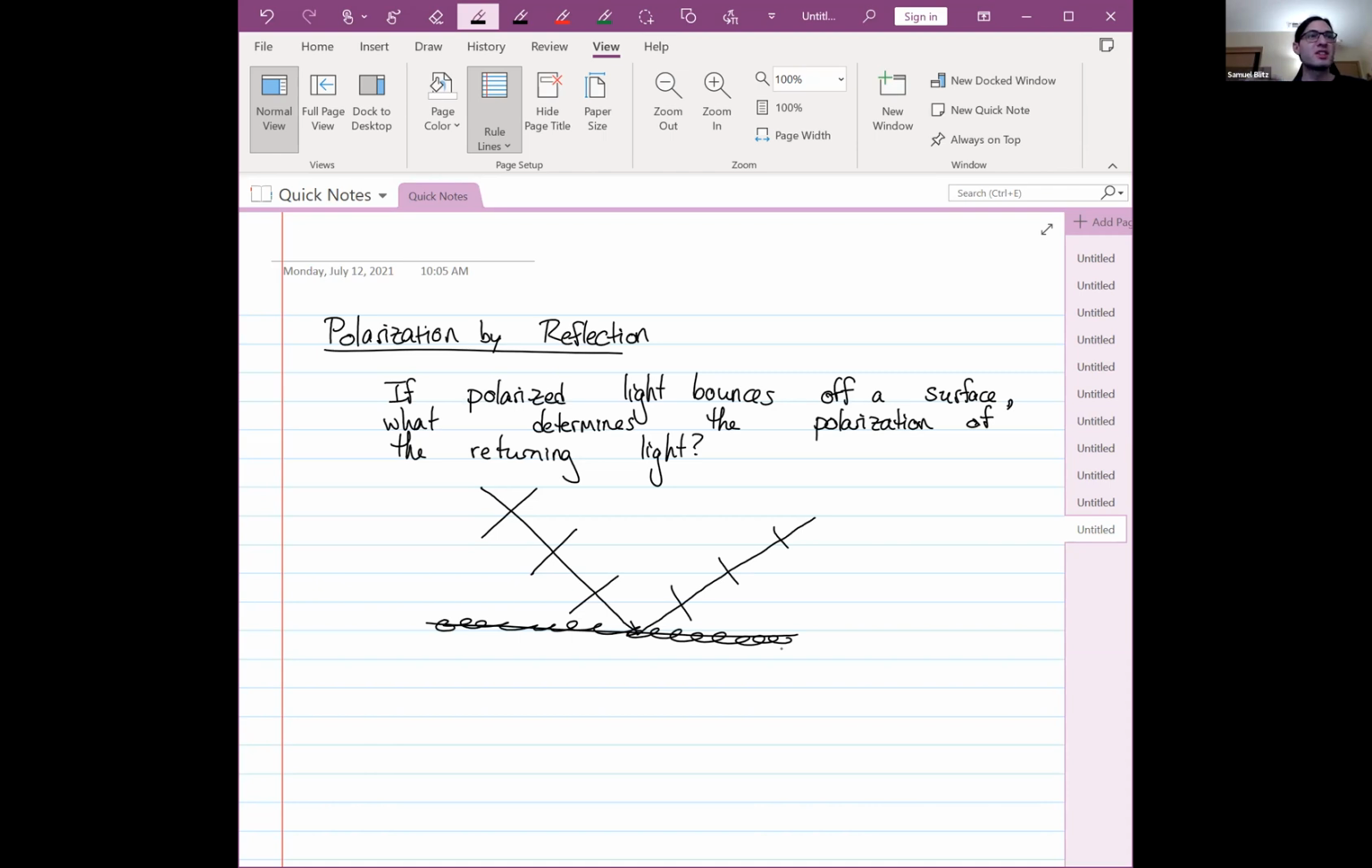Boundary conditions basically tell us how something on one side of an interface should be related to something on the other side of the interface. So, for example, how should the electric field that's coming in and bouncing off be related to the electric field that passes through? Boundary conditions tell us how those things should be related.